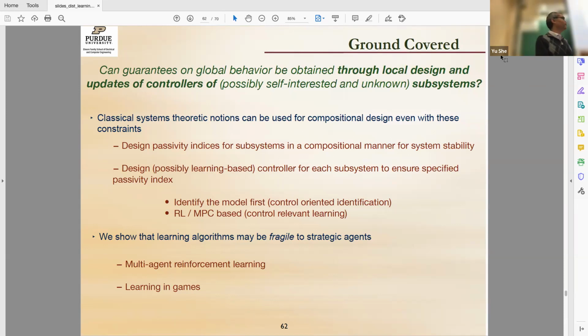Hey, due to the time limit, maybe we can leave all the questions until after this session, so we can discuss later. So we will conclude the first session. Let's thank Professor Vijay Gupta.